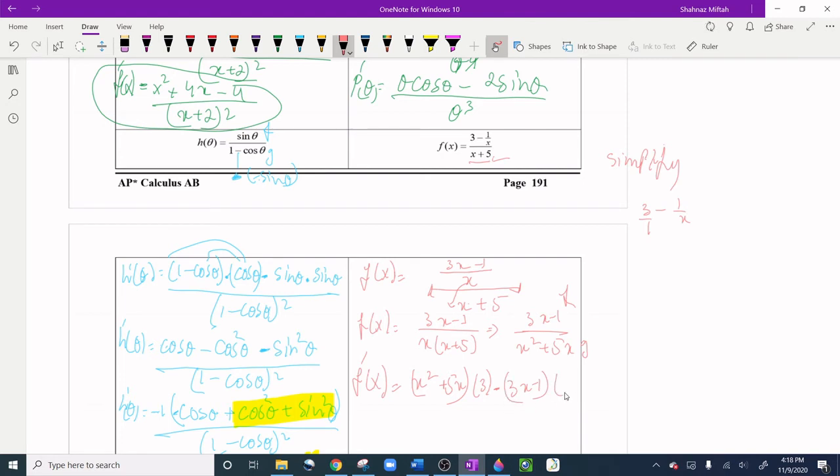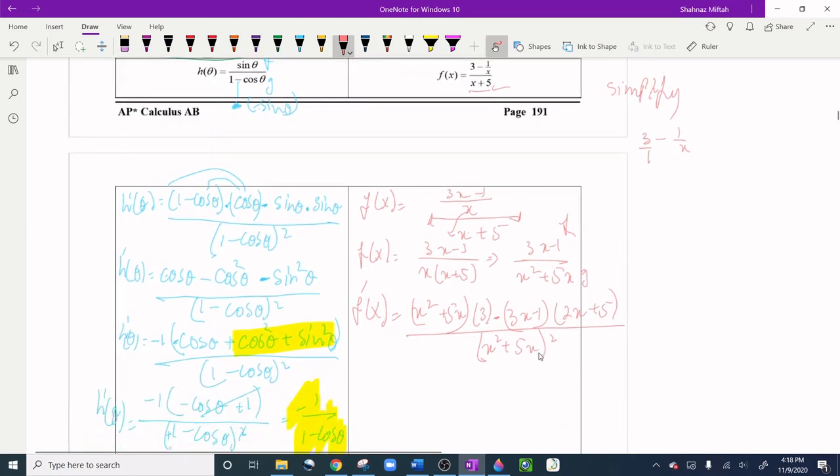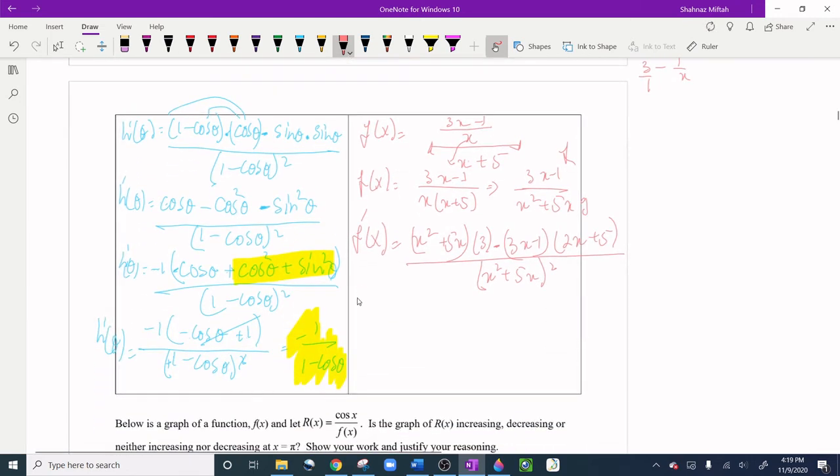And the derivative of g is 2x plus 5. And everything in the bottom is going to be (x squared plus 5x) whole squared, the original g. Now let's do the distribution so we can find the answer. f prime x equals 3x squared plus 15x minus 6x squared, I'm already distributing my negative, minus 13x plus 5, over, again, (x squared plus 5x) whole squared.